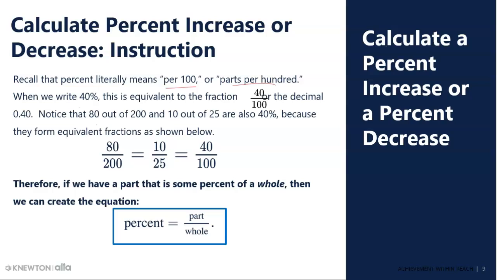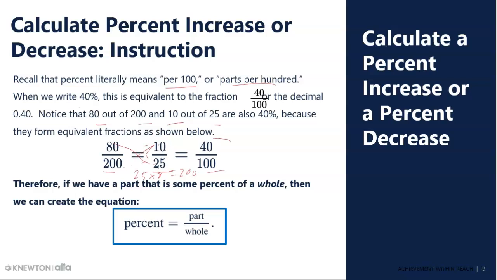But 80 out of 200 is the same as 40 out of 100. 10 out of 25 is the same as 40 out of 100. All of these are equivalent fractions. And if you look here, 200 is on the bottom here, and 25. 25 times 8 is 200. And 10 times 8 is 80. So that's why they're equivalent. If I multiply the top of this times the bottom of that, and the top of that, I'll get the same number. Okay, they are equivalent.